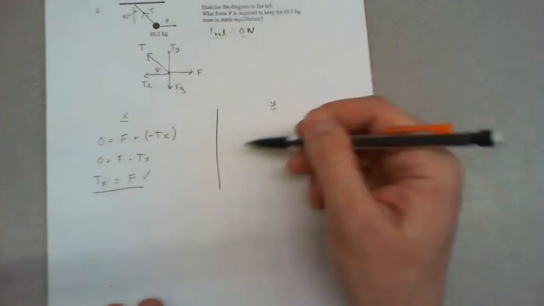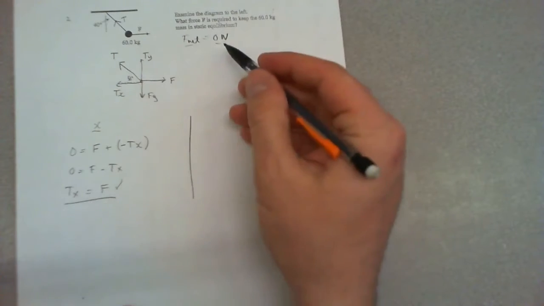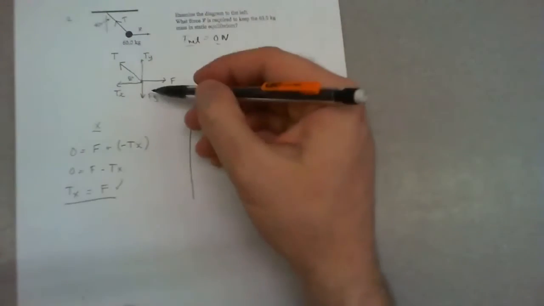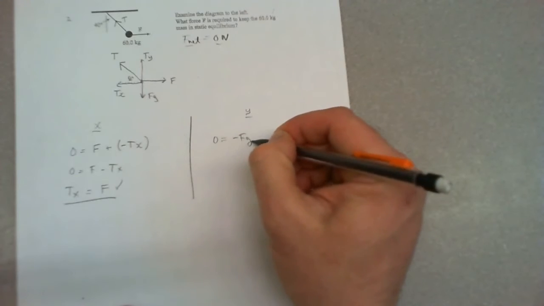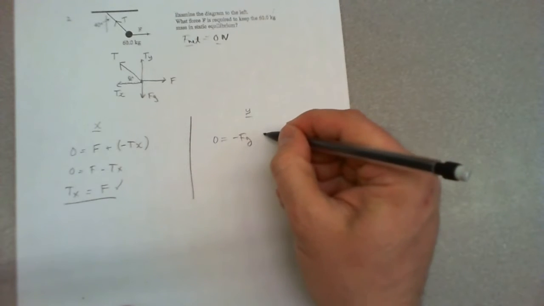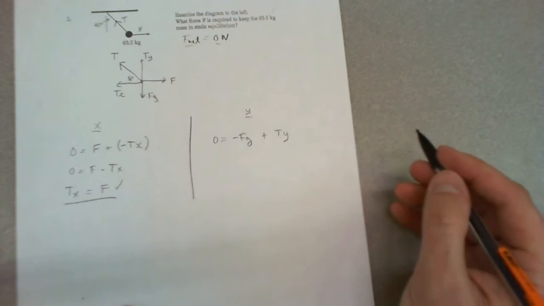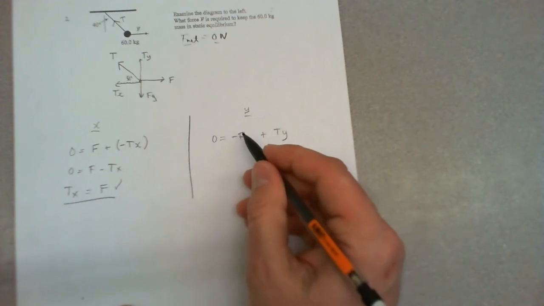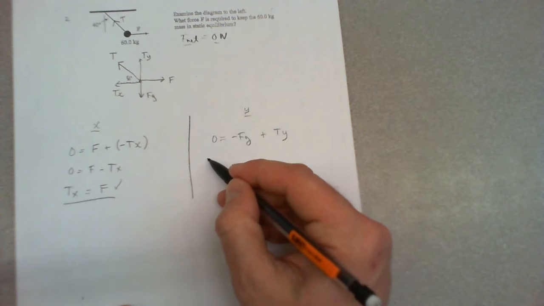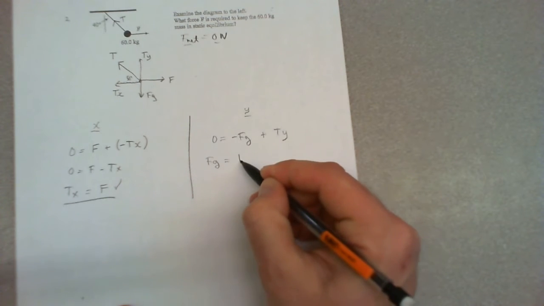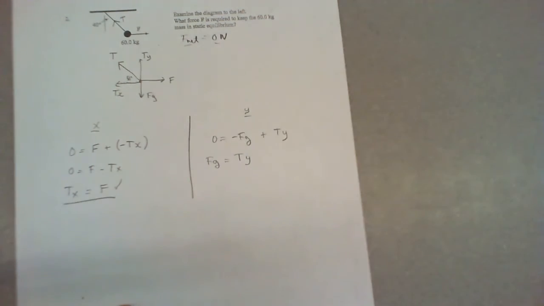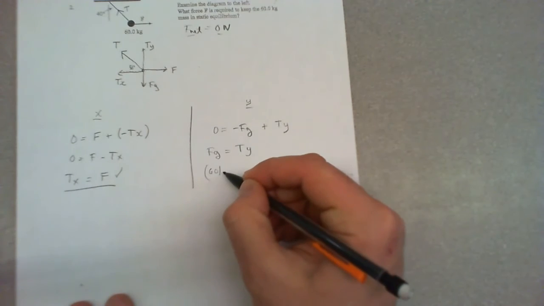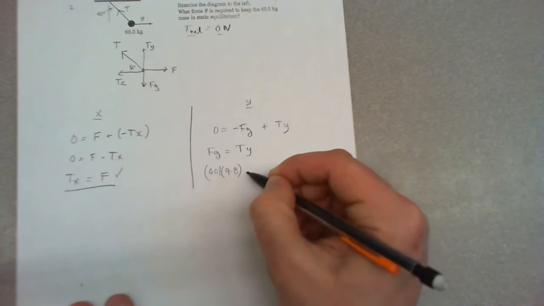So now we go to our Y, and we know F net Y is 0. So what forces are acting in the Y component? Well, negative FG, of course, because weight is always negative, and we add TY. So we know mg, so we can move that over by subtracting. So Fg equals Ty. Fg is equal to 60 times 9.8, and that equals Ty.